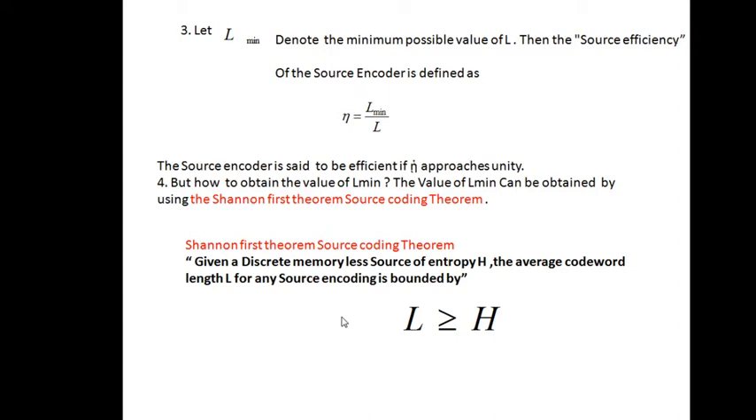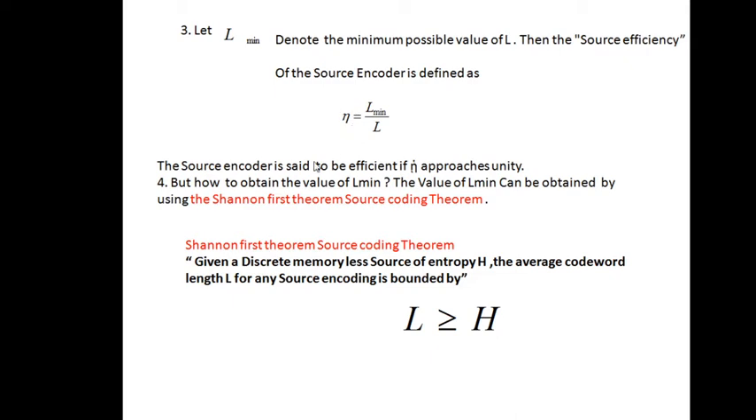How will the efficiency be measured, how efficient the source coder is? That can be measured in terms of efficiency. So the source coding efficiency of the source encoder is denoted by the letter eta, equal to L minimum divided by L, where L minimum is the minimum average code word length and L is the average code word length. But how can we calculate this L minimum?